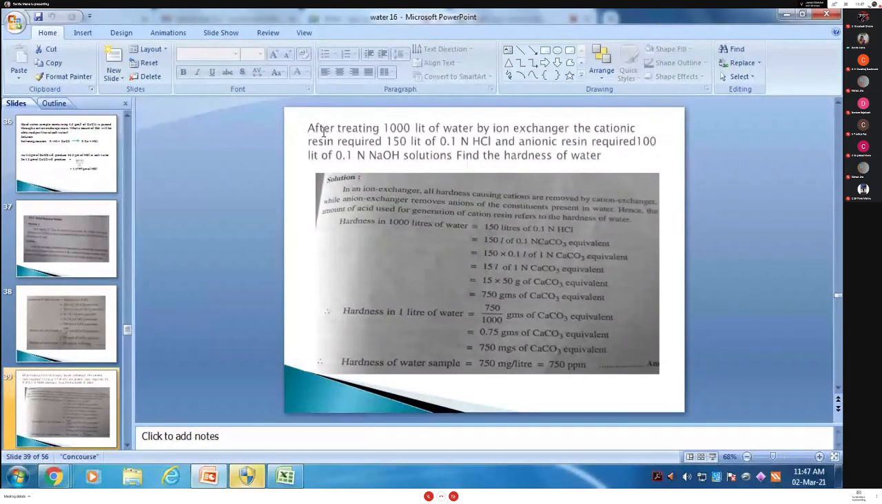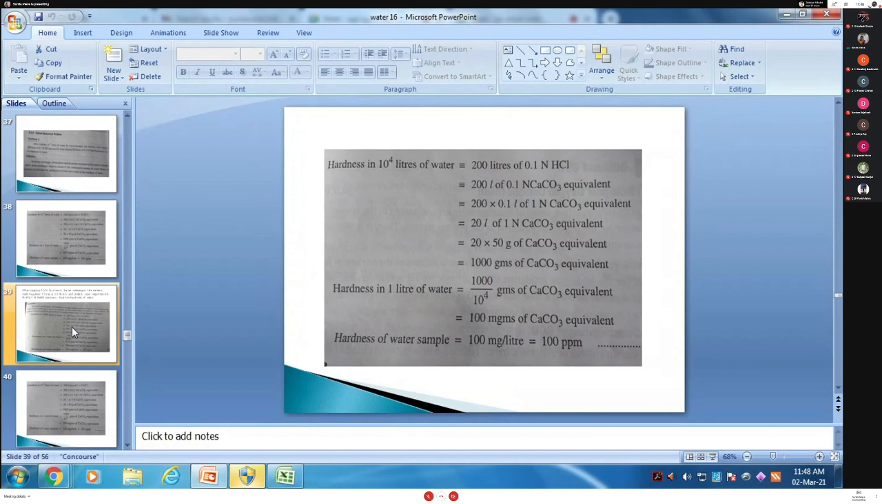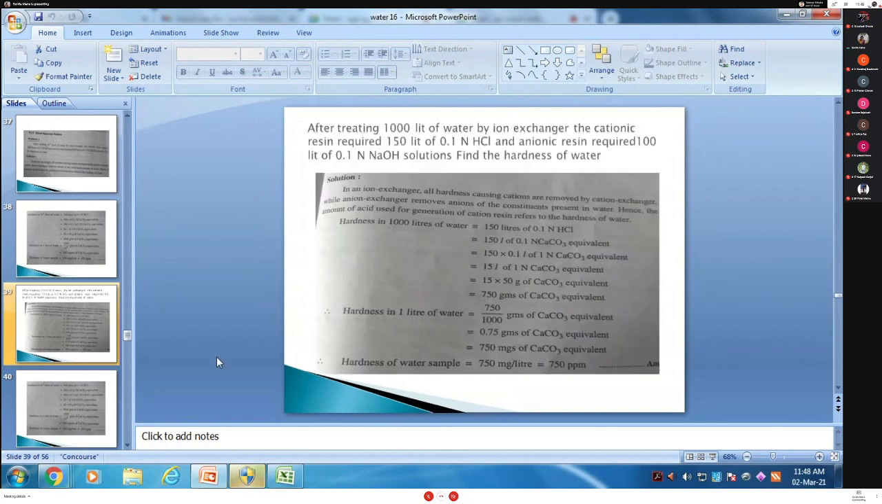Write down the problem. After treating 1000 liters of water by an ion exchanger, the cationic resin required 150 liters of 0.1 normal HCl and the anionic resin required 100 liters of 0.1 normal NaOH solution. Find out the hardness of water.